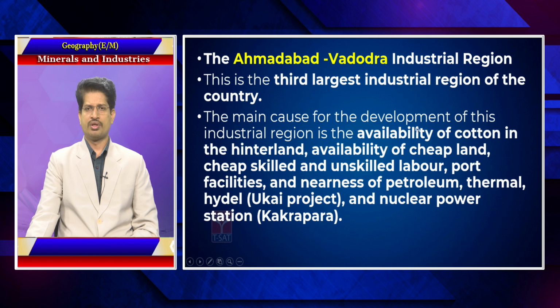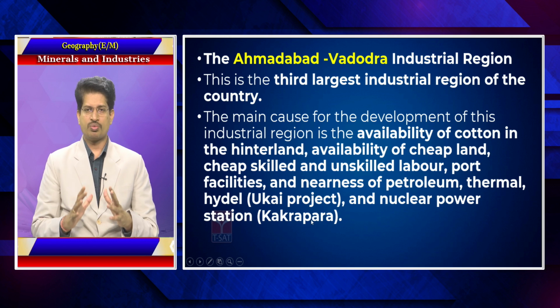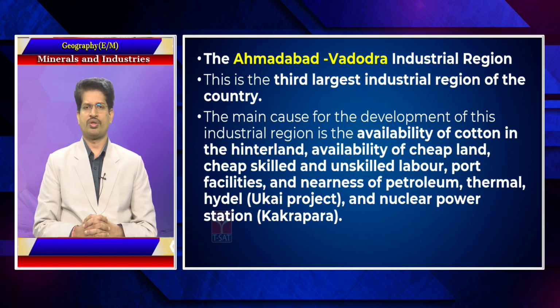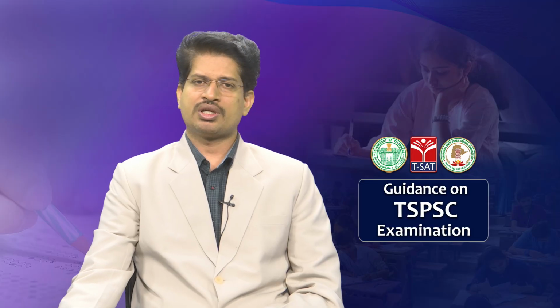The main cause of the development of this industrial region is the availability of cotton in the hinterland, cheap land, cheap skilled and unskilled labor, port facility, nearness of petroleum, thermal power plants, hydel power plants. You have got nuclear power plants, Kakrapar nuclear power plant. Because of the availability of irrigation, power and raw material, and with the port, these are the different reasons for the development of this industrial region, Ahmedabad and Vadodara.